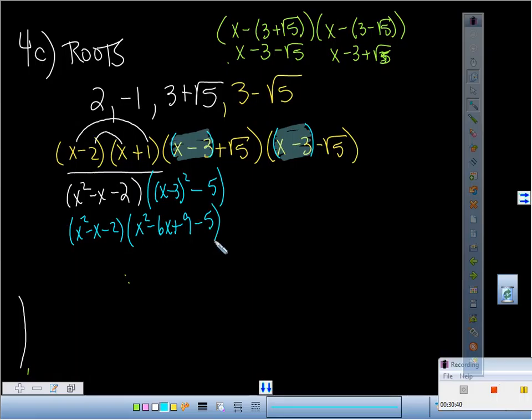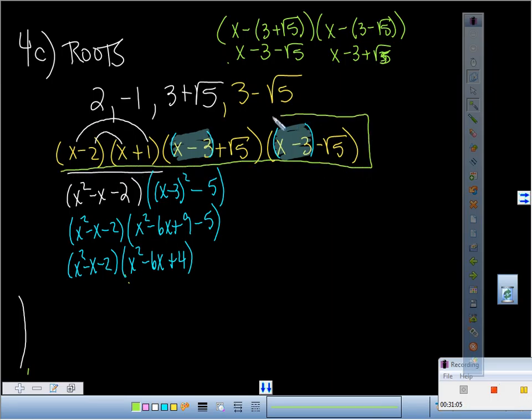You have to collect those like terms. So then it becomes x squared minus x minus 2 times x squared minus 6x plus 4. We're going to multiply that out. Now first, before I go on, I got a little frustrated back there, so I'm going to go back and tell you something. I'm going to give you half credit for the problem if you can do that.